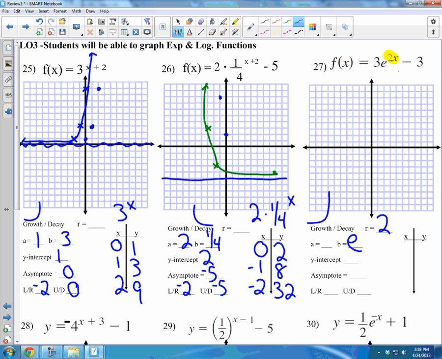And now as far as my left-right number, what will turn the 2x into 0? 0. And my up-down number is -3, which is my wall.